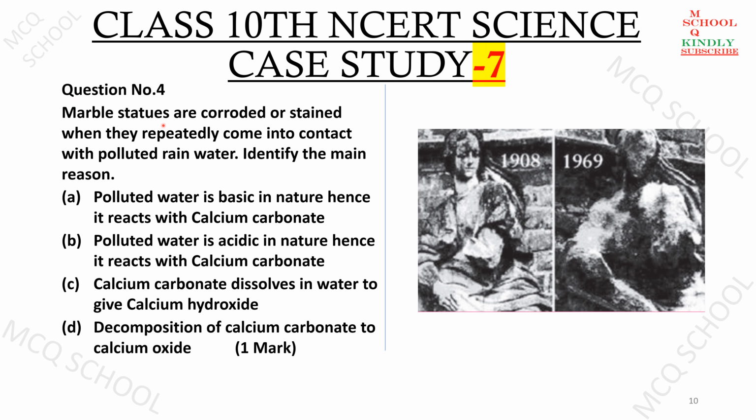Let us take question number 4. Marble statues are corroded or stained when they repeatedly come in contact with polluted rainwater. Identify the main reason. Options are: A. Polluted water is basic in nature, hence it reacts with calcium carbonate. B. Polluted water is acidic in nature, hence it reacts with calcium carbonate. C. Calcium carbonate dissolves in water to give calcium hydroxide. D. Decomposition of calcium carbonate to calcium oxide. So what's the best answer?